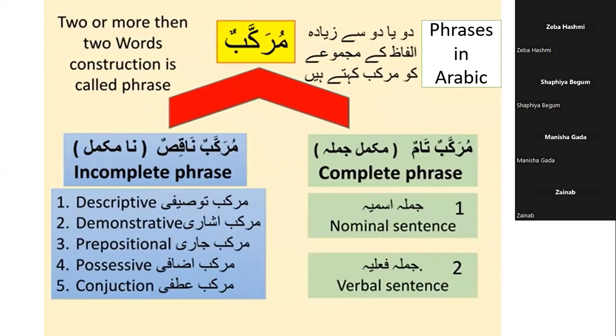The second one is Murakkabe Naqis, which has incomplete meaning. And there are 5 kinds of phrases in Arabic. Descriptive phrase, which is called Murakkabe Tawsifi, demonstrative phrase, which is called Murakkabe Ishari, prepositional phrase, which is called Murakkabe Jari, possessive phrase, which is called Murakkabe Idafi, and conjunction, that is Murakkabe Atfi. So here we have done 2 phrases, Murakkabe Jari and Murakkabe Idafi.